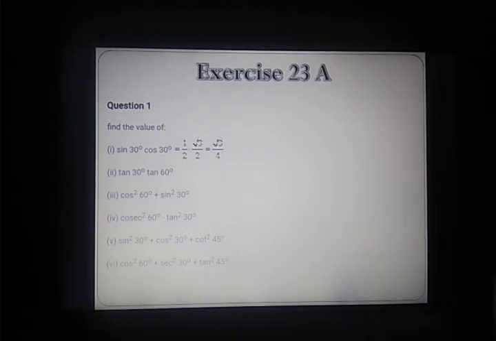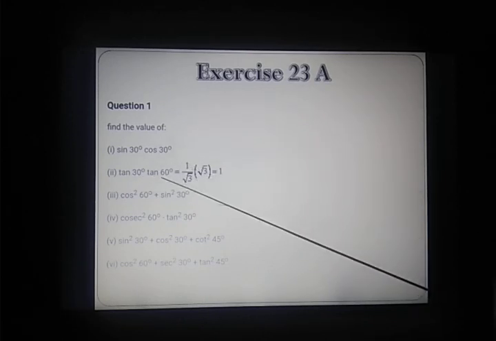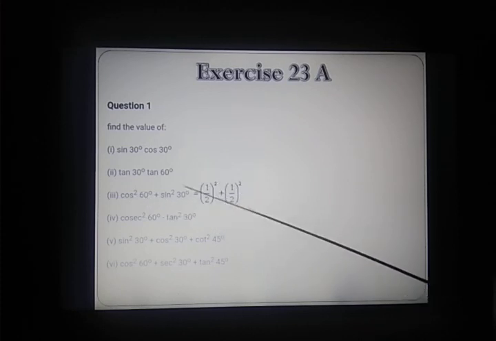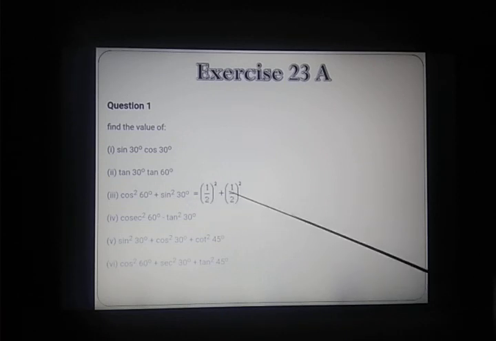Similarly we will see the next problem. From the table, tan 30 is 1 by root 3 into tan 60 is root 3. So root 3 and root 3 get cancelled, so only 1 is left. My answer is 1. Similarly here we have cos square 60 degree, which is the square of cos 60 degree, and we know that cos 60 is half, so half square, plus sine 30 is half, so half square. Half square gives me half. So this is my answer.